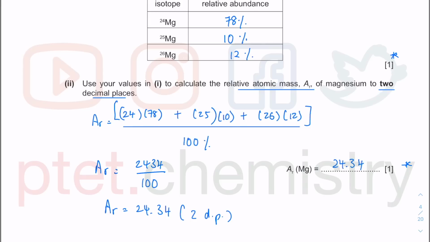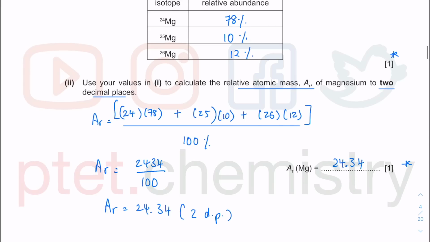If you look in your periodic table, you will see that this value is not very different from the one given in the periodic table, because it's supposed to be very close to the 24.3 in the periodic table that you are given in the exam. But of course, we cannot write 24.3 since they want it to 2 decimal places based on our calculation. We are just confirming with our periodic table that our value is definitely correct.